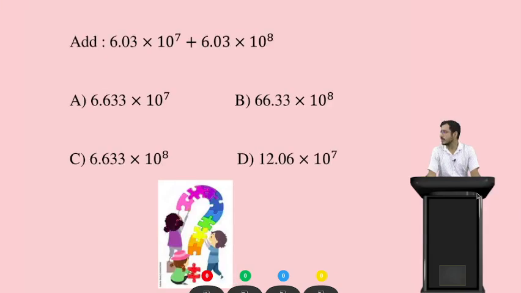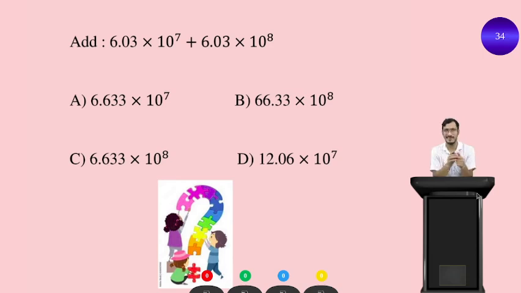Okay, now students, it's question time, and I have a question for you. Add 6.03 into 10 to the power 7 plus 6.03 into 10 to the power 8. So how can we add? I'm giving you 45 seconds. Okay, so which option is correct here? Option A, option B, option C, and option D.